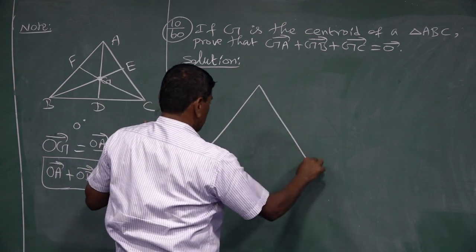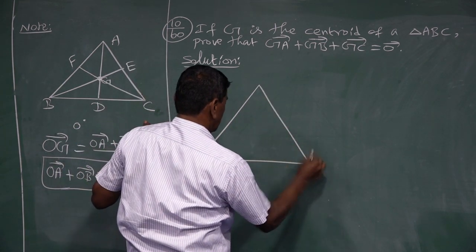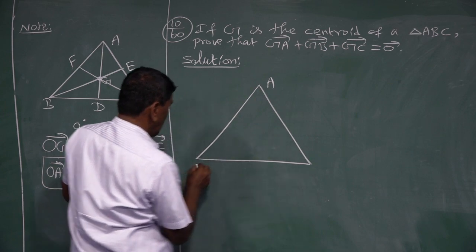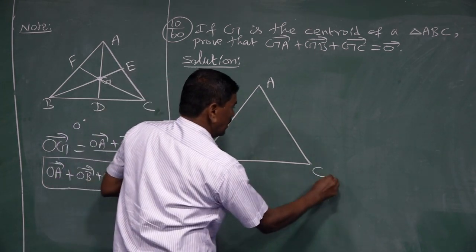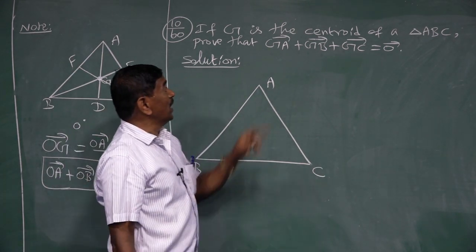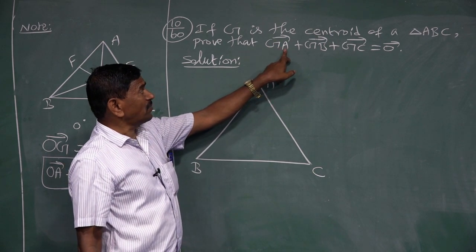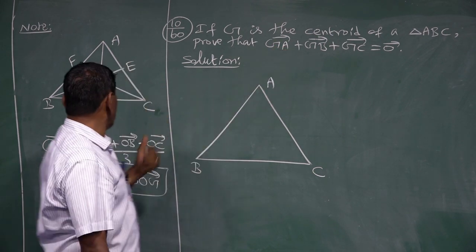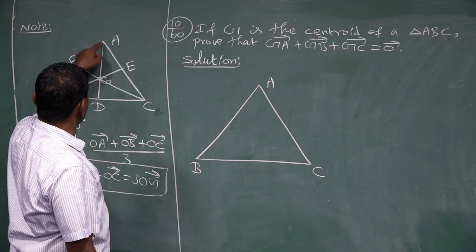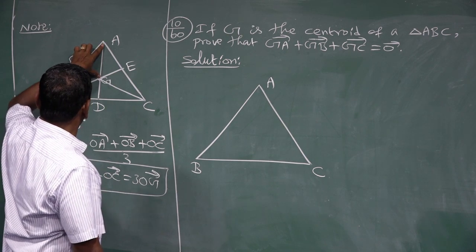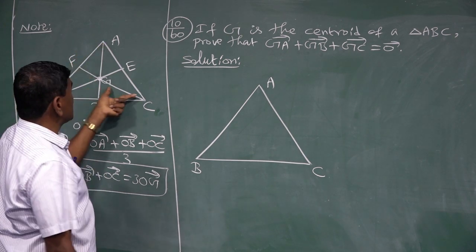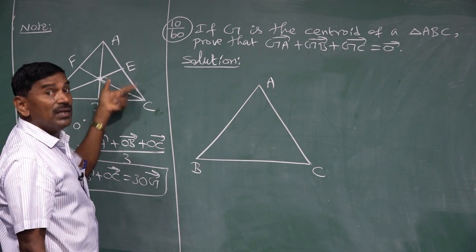In triangle ABC, here GA vector, from the before note. So it is GA vector plus GB vector plus GC vector is equal to 0 vector.